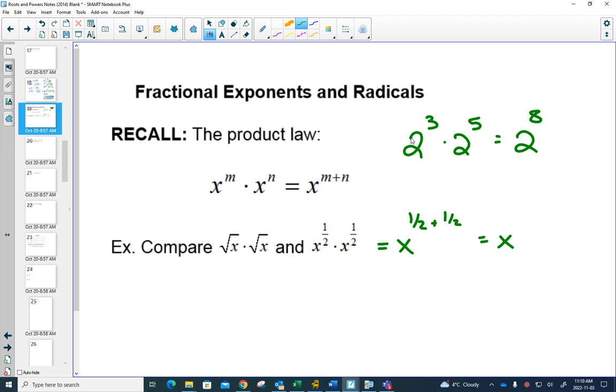Okay? And if you took the square root of something and multiplied by a square root of something, that would equal the square root of x squared. And if you had 2 x's inside, what does that mean you can do? You can bring one of them out. That would just equal x.